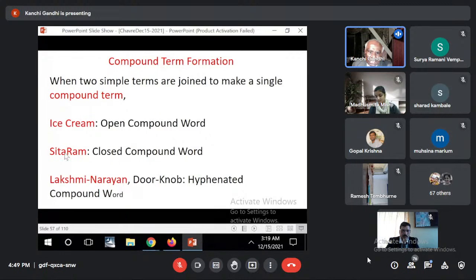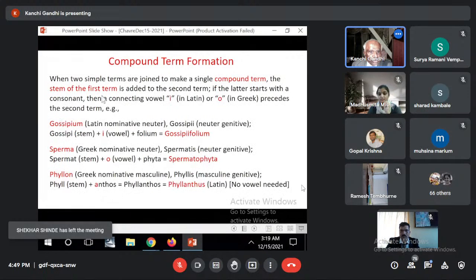In a closed compound word, if the second word starts with a consonant, not a vowel, we need a connecting vowel between the two terms. Even though Sita Ram is an accepted usage in Indian languages, it is not so in Latin. If you combine, you need a connecting vowel between the two terms: I for Latin, whenever the second term starts with a consonant, and O for Greek.